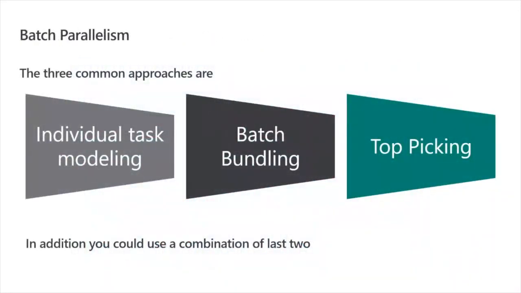So when designing functionality that is supposed to run in batch, it is quite important to consider that there are different possibilities to break down such monolithic processes into small manageable fragments. And these fragments then provide an ability to be processed independently in parallel. Think mainly about three common approaches to achieve the breakdown into manageable fragments here: individual task modeling, batch bundling, top picking, and yeah, there would be a fourth one where you combine batch bundling and top picking. These should not be any surprise, as they already exist since years.